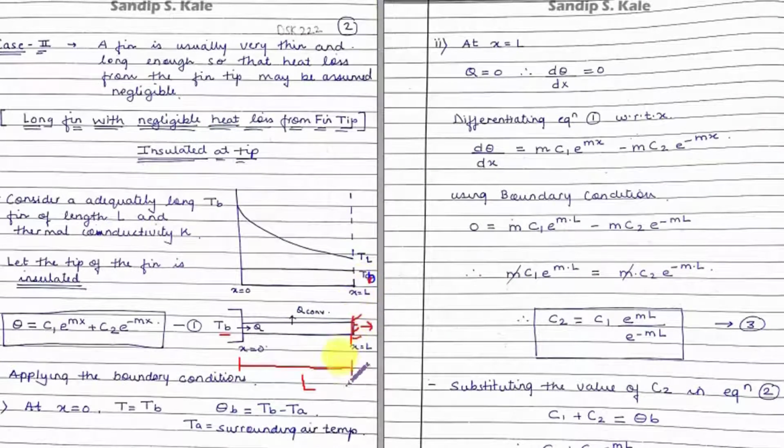Now the major part is at x is equal to L. This is a new part for you. So at x is equal to L, what I have told you is that there will be no transfer of heat. So that means Q is equal to 0.